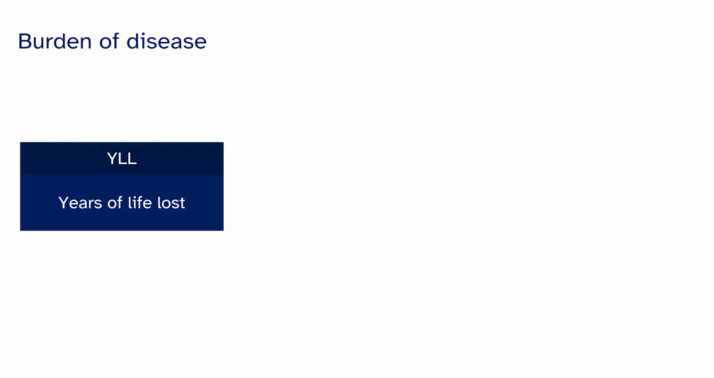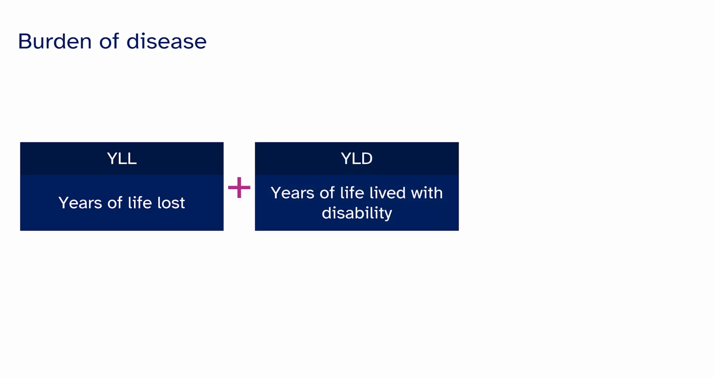The burden of a particular disease or condition is estimated by adding together 1. The number of years of life a person loses as a consequence of dying early because of the disease, called years of life lost or YLL, and 2. The number of years of life a person lives with disability caused by the disease, called years of life lived with disability or YLD.